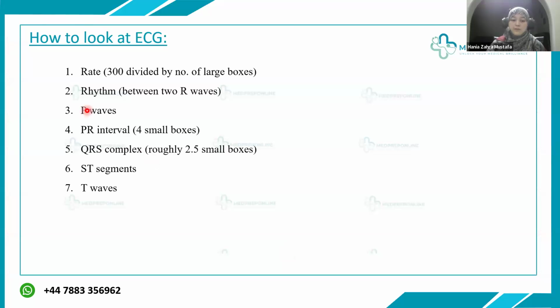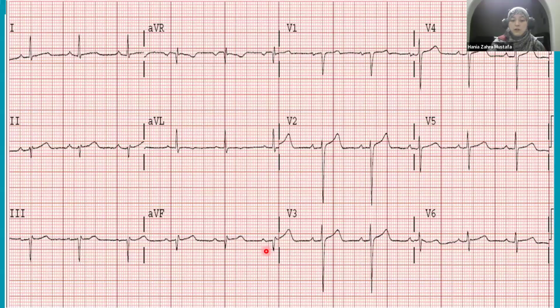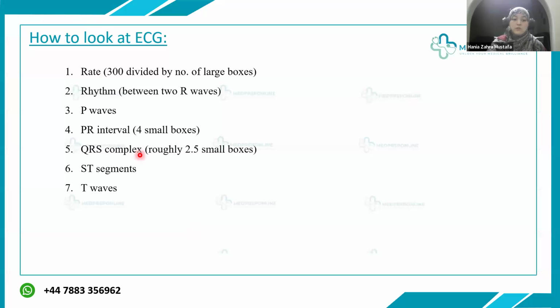Then you will see the P waves, whether the P waves are present or not. I can see P waves here, everywhere, okay? So it is a sinus rhythm. P waves are present. Then you will see the PR interval.